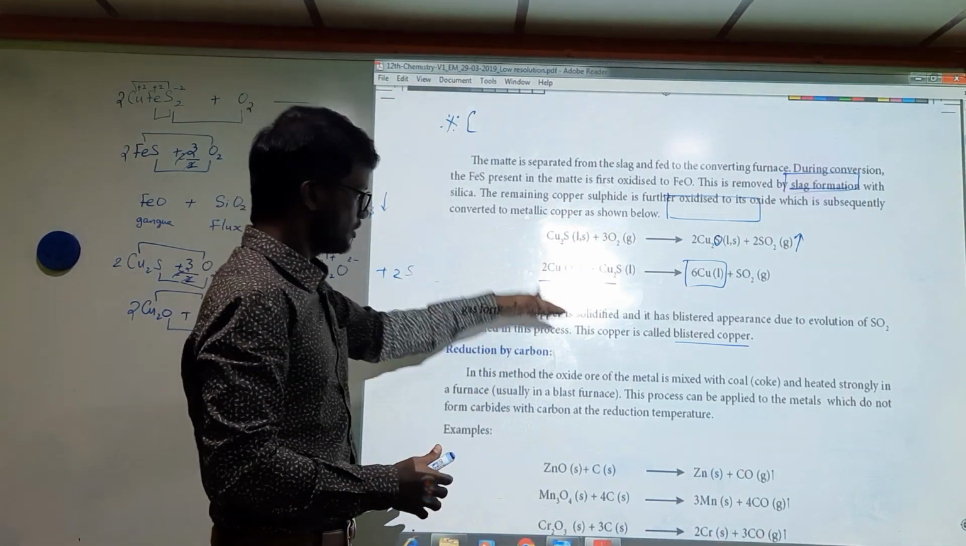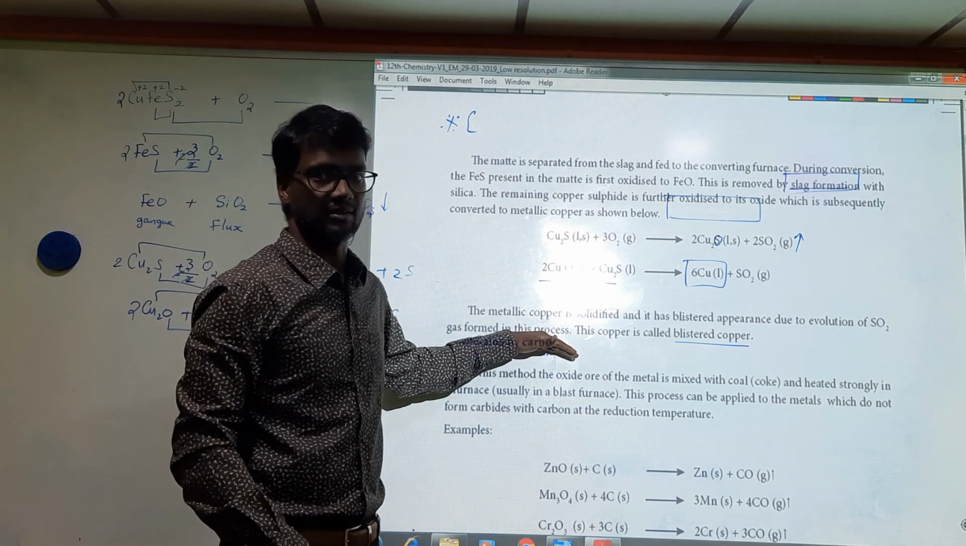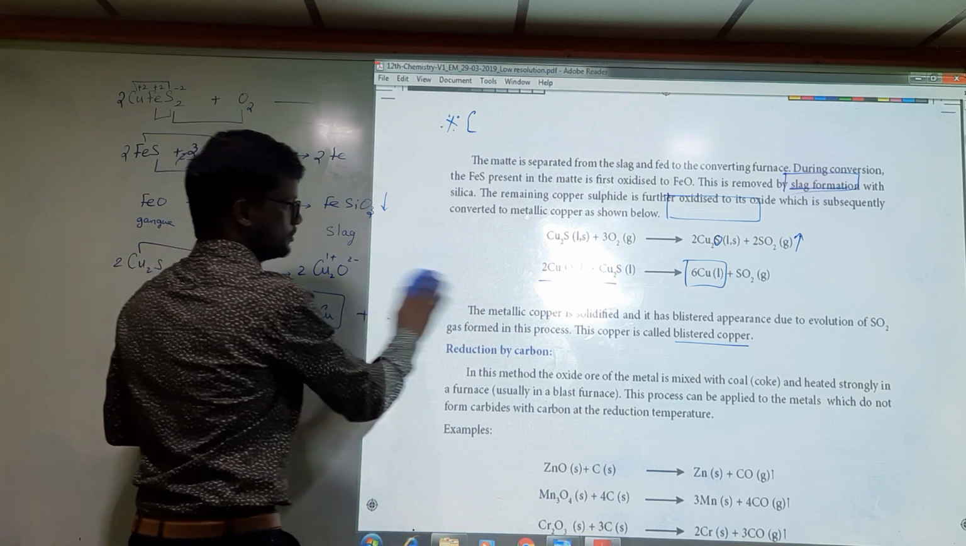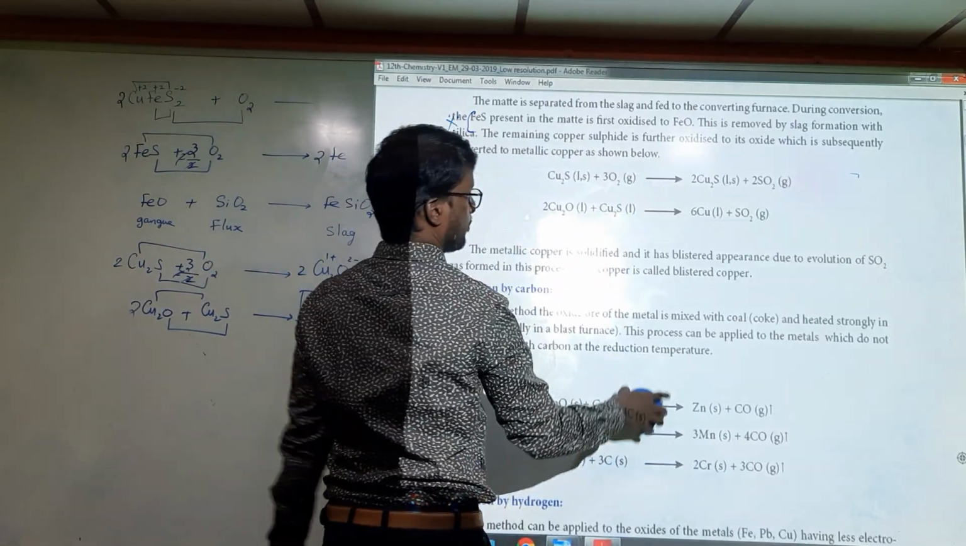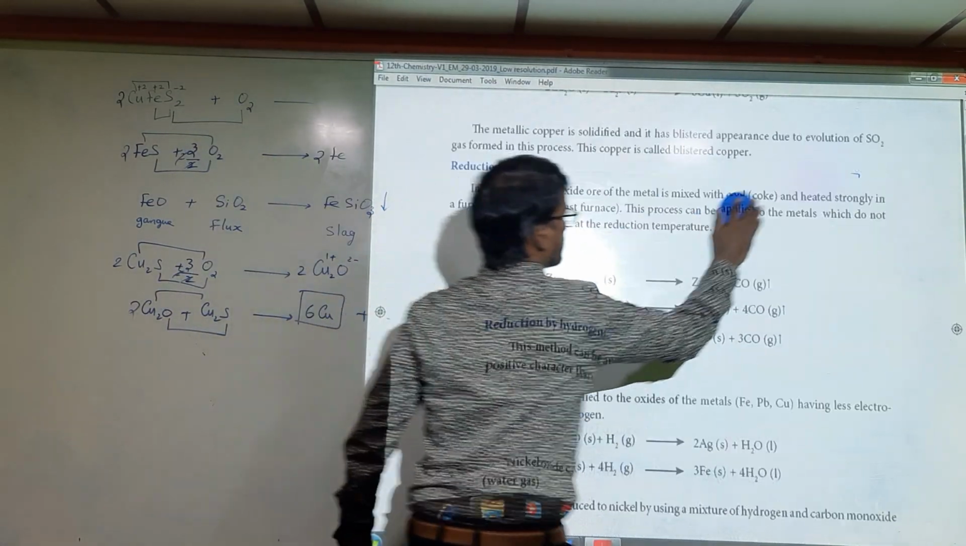Next, once it forms, we go for the last step in the extraction. What is that? Electrolytic refining. That we'll see in the next topic. An important question: you are supposed to write till blister copper. Till here you should write the answer. It can be asked as a single 5-mark answer.